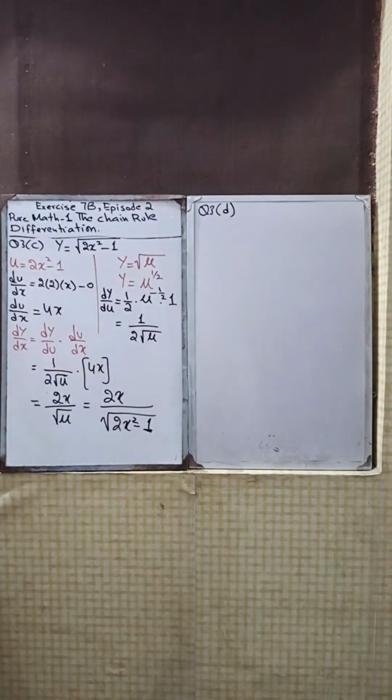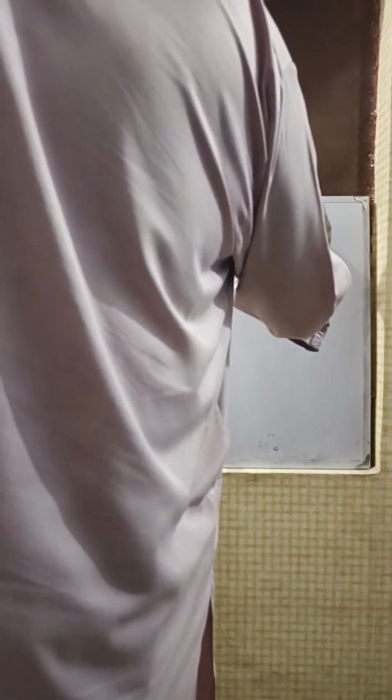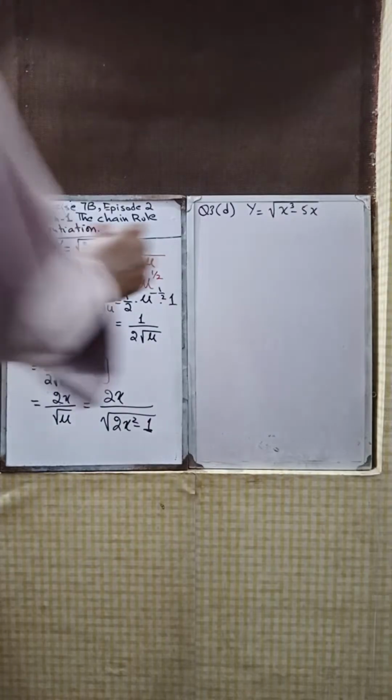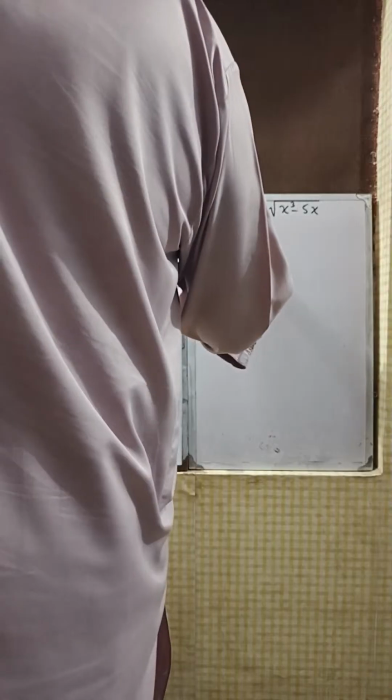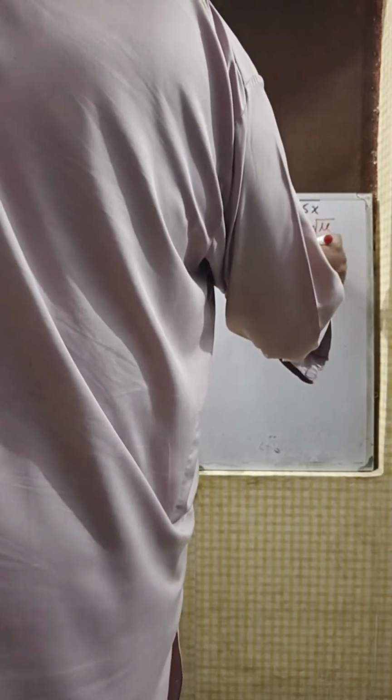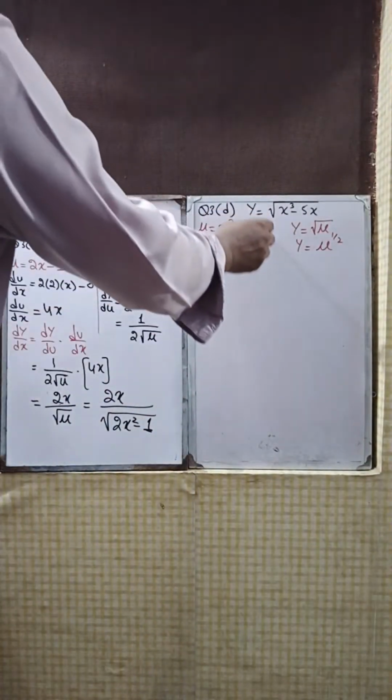The D part says that y is equal to under root, and under the under root we have x cubed minus 5x. So we will suppose that u is equal to x cubed minus 5x. So y will become under root u, which means y raised to power 1 by 2. So this is what we have supposed.